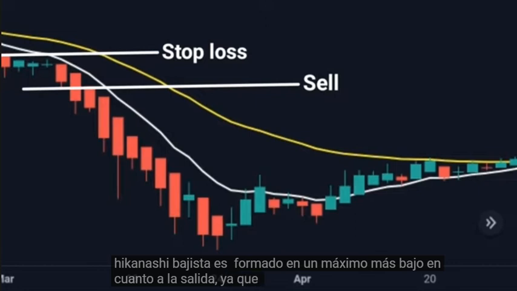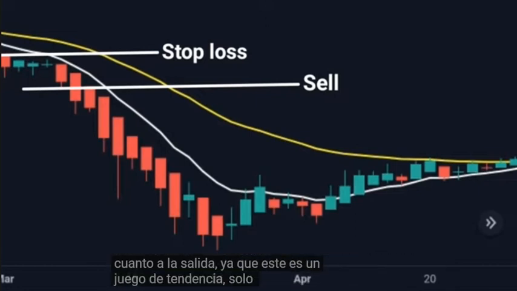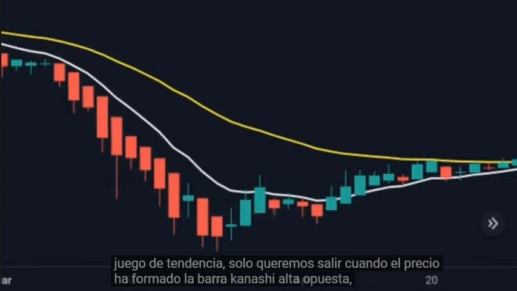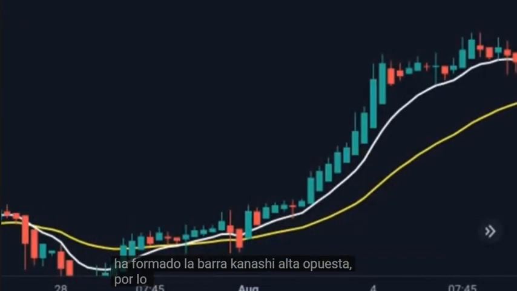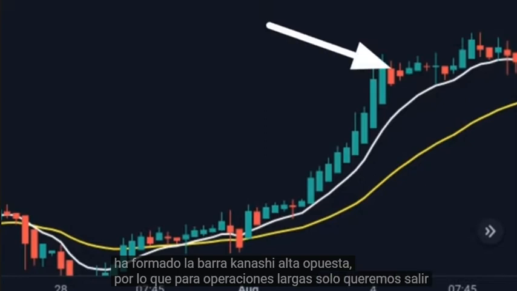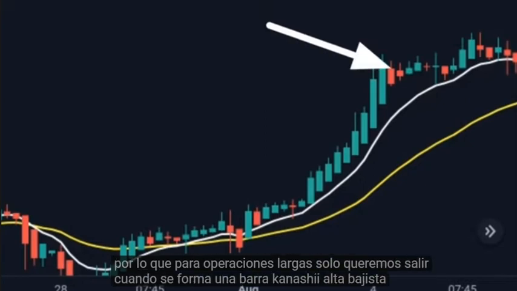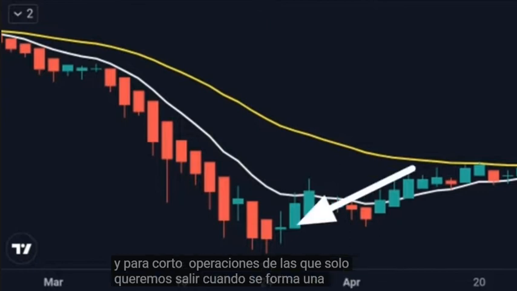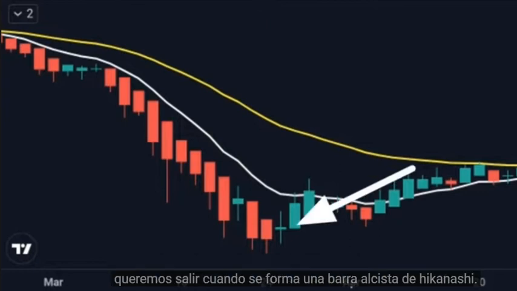As for the exit, since this is a trend game, we only want to exit when the price has formed the opposite Heiken Ashi bar. So for long trades, we only want to exit when a bearish Heiken Ashi bar is formed, and for short trades we only want to exit when a bullish Heiken Ashi bar is formed.